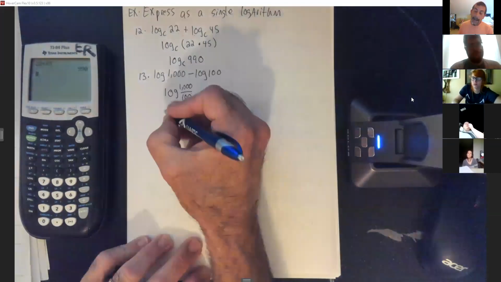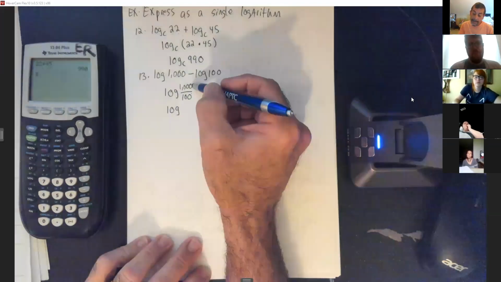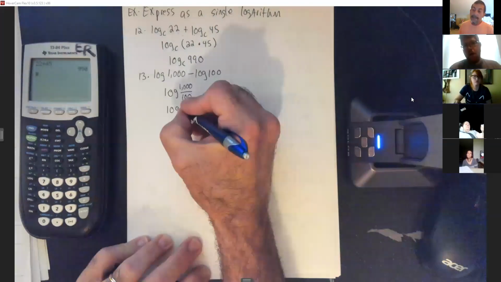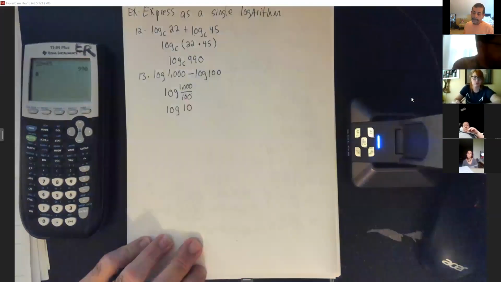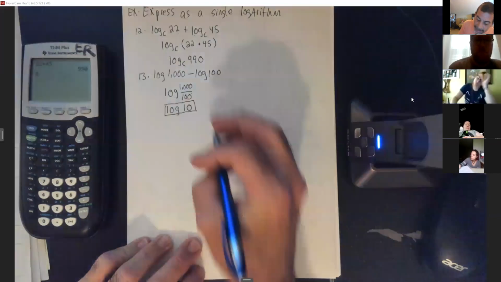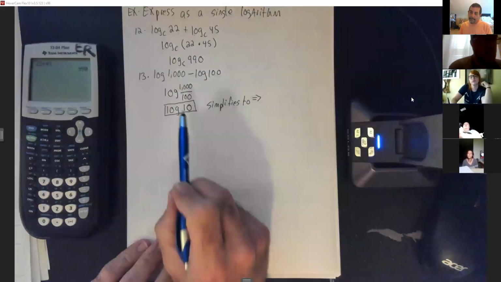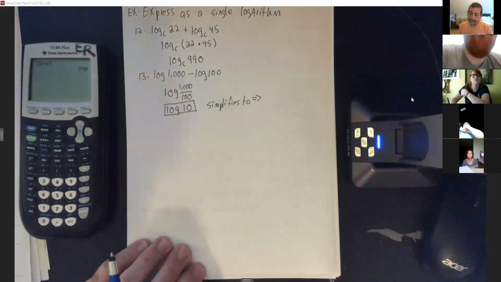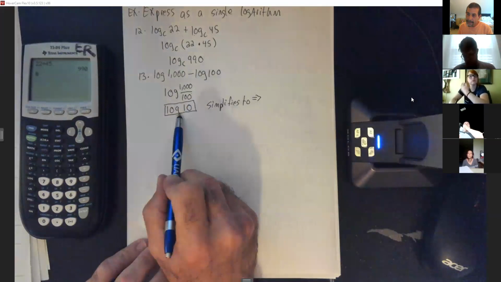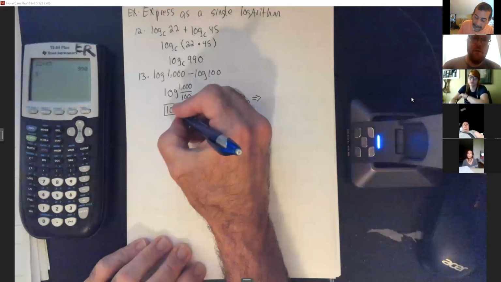Now, I can actually divide that 1,000 by that 100. So if you divide 1,000 by 100, you get a log 10. Now, that would be the first answer. And then they have you simplify that. So what would the log of 10 give us? Because remember, what's the base? If there's no number here, remember the base is automatically a 10.